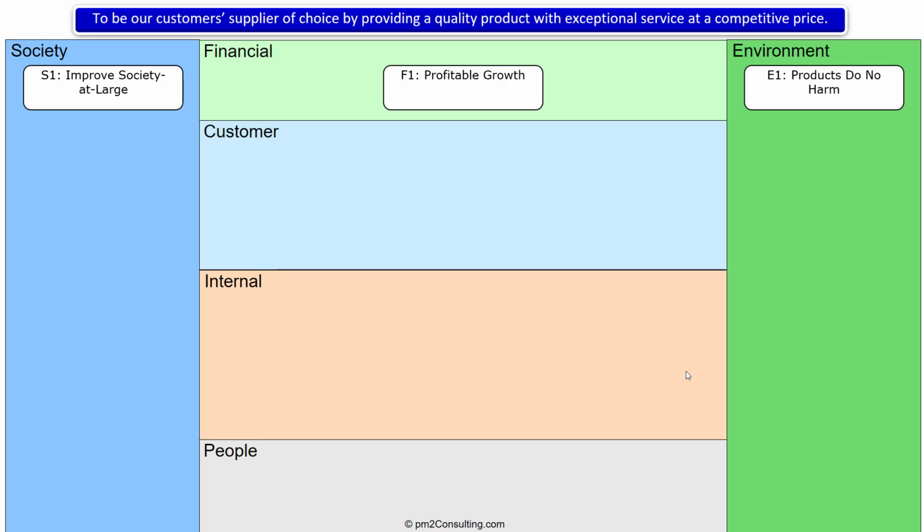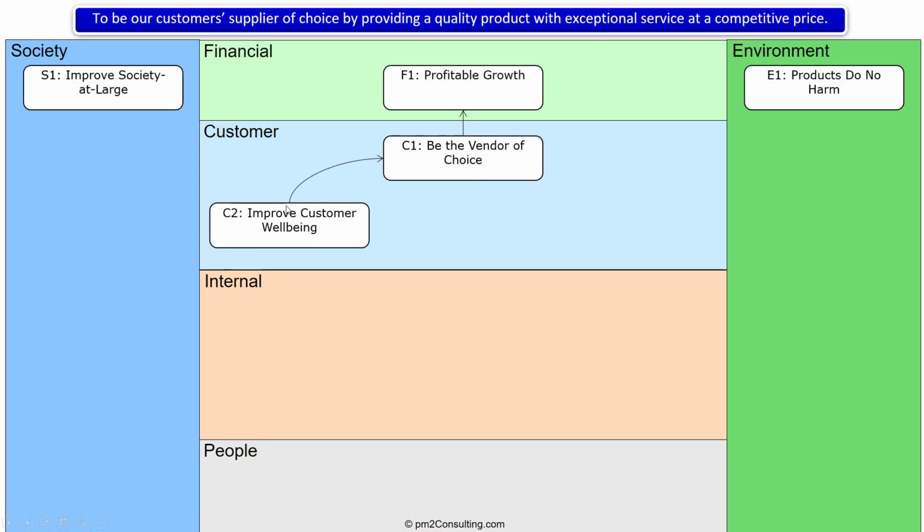So let's take a look at how we get there. Overall, what we want our customers to say is that we are their vendor of choice. And if we're their vendor of choice, ultimately, of course, that will lead to profitable growth. Now, to become their vendor of choice, there's actually 4 things we need to do. First, we need to improve their well-being. And if we improve their well-being, that will help us become their vendor of choice. We need to make sure that we provide great customer support. And if we do that, that will help us become the vendor of choice.